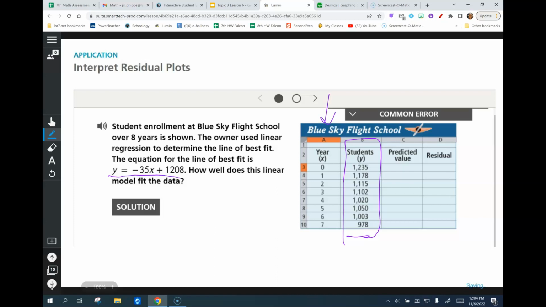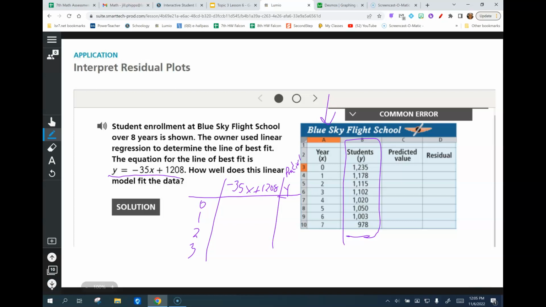So I'm going to make a table right here. I'm going to make a new table. And I'm going to take my x values of 0, 1, 2, 3, and I'm going to show you what's really happening. So I'm going to take negative 35x plus 1208. And then I'm going to come up with my predicted y. This is my predicted y. Predicted. That's what's going to go in this column right here. And we could just send it right over there.